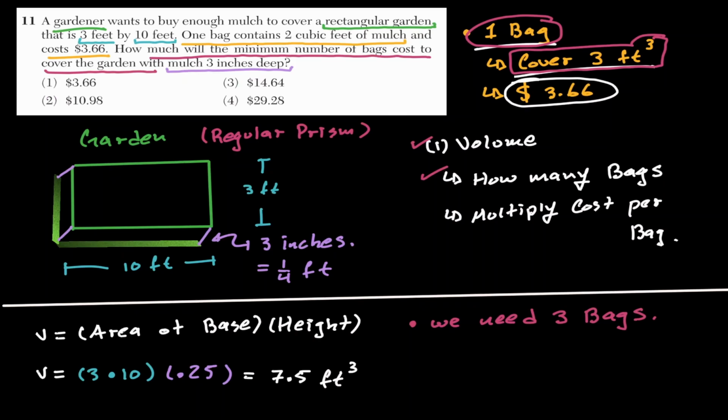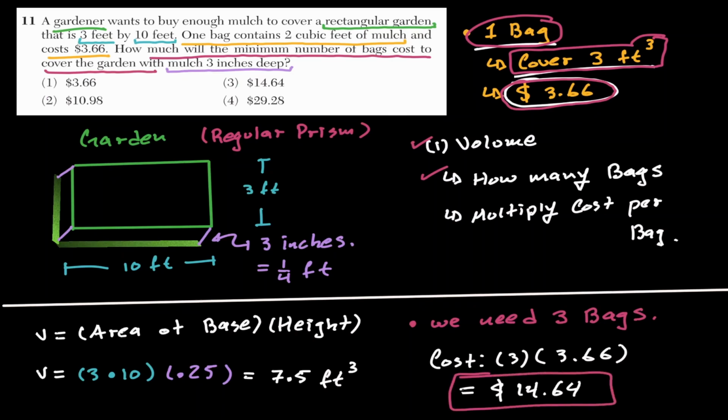And now that we know how many bags are needed, well, we know the cost that each bag is of 3.66. Then we're going to get 3 times 3.66, and that is going to give us the total cost to cover this garden, which is 14.64, which notice that is option number 3.